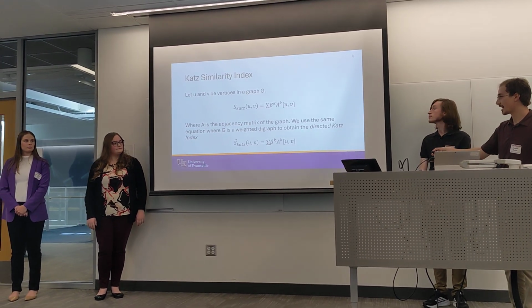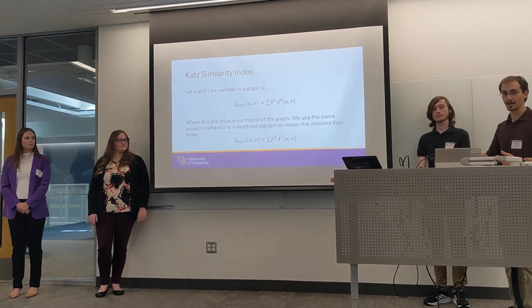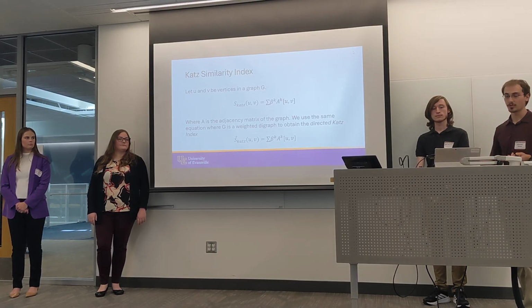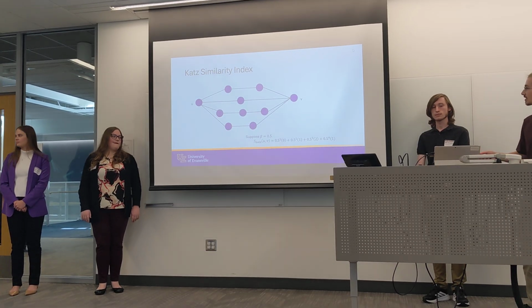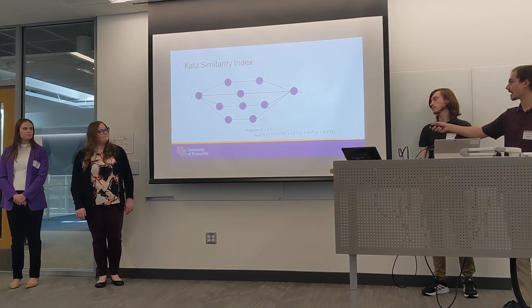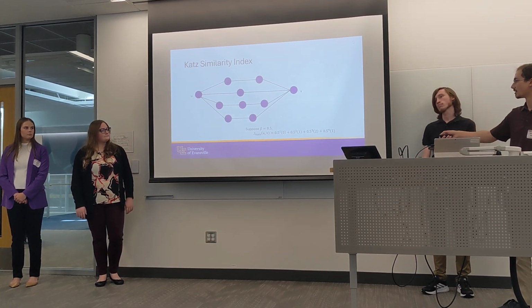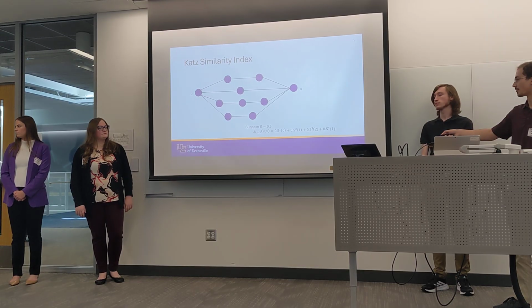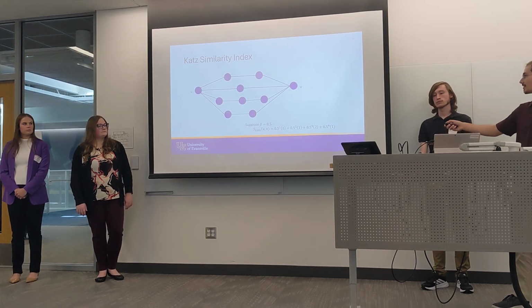So then we adapted this. You can use the exact same formula for a weighted digraph, and it turns out that can be very useful in predicting tennis matches. So this is an example of the Katz similarity index. In this graph right here, we have one path of length 2, so 0.5 squared times 1 if our beta is equal to 0.5.